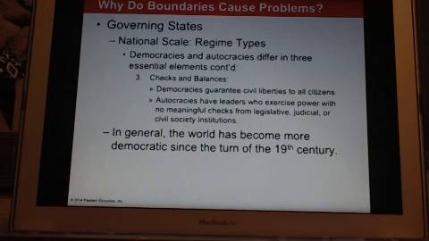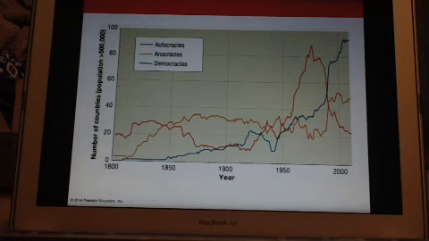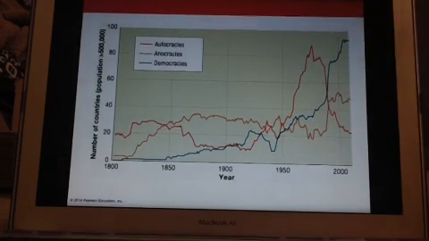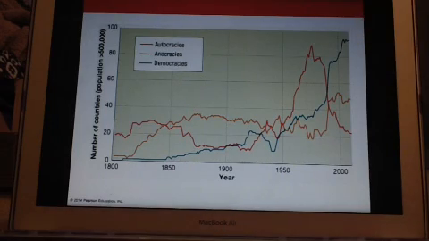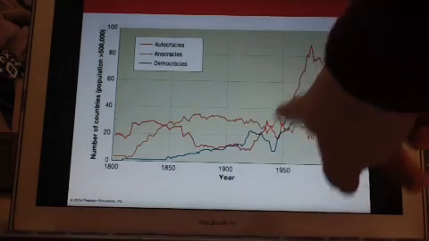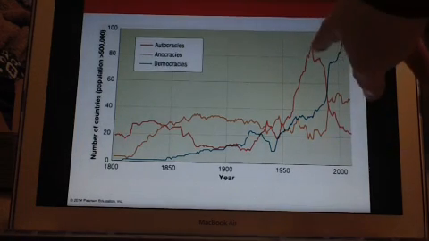So in general, the world has become more democratic since the turn of the 19th century. So this shows us the number of countries whose population is greater than 500,000. The red line shows autocracies, the yellow line shows anocracies, and the blue line shows us democracies. So we see how the democracies have risen, all the way up there, almost close to 100, but not quite. And look at those autocracies. It's an interesting little data spike there.